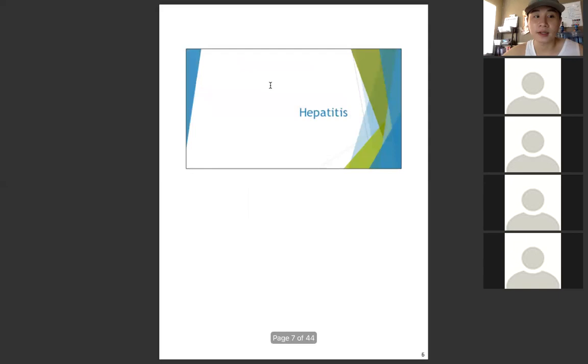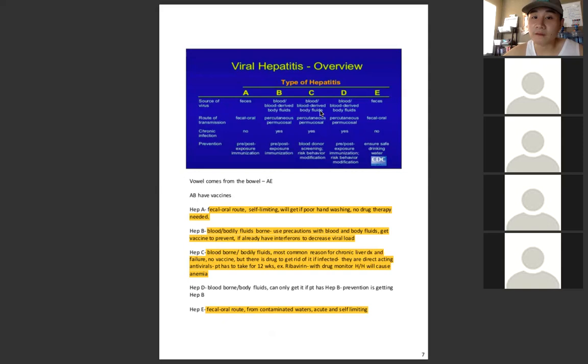All right, so before we start with cirrhosis, which is chronic, we have to start with something more acute. Acute meaning happening immediately and suddenly, which is hepatitis. Hepatitis is acute damage to the liver. So we have different types of hepatitis. We have A, B, C, D, and E.